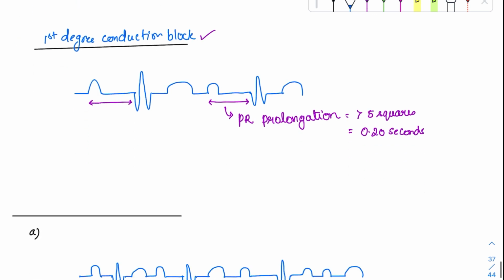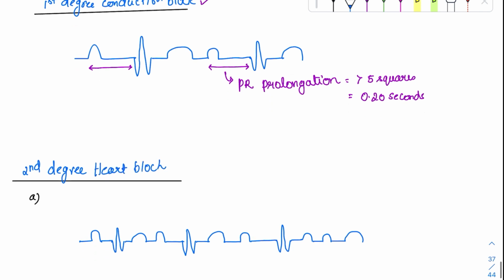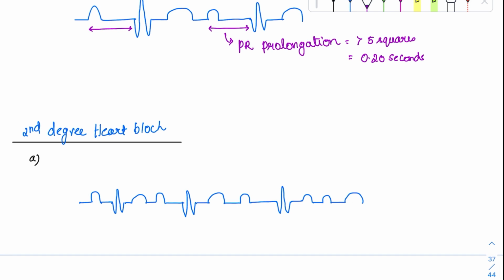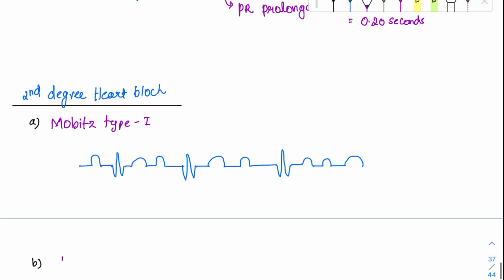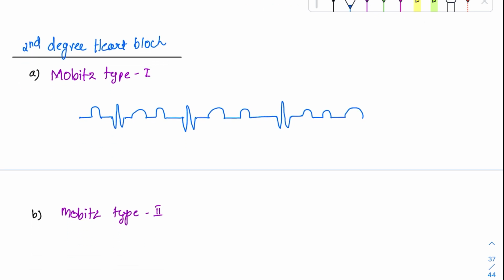Now coming to the second degree heart block. In second degree heart block, there are two types. The first classification for the second degree heart block is called Mobitz type 1. And the second one obviously will be called Mobitz type 2. This Mobitz type 1 is also called the Wenckebach phenomenon.